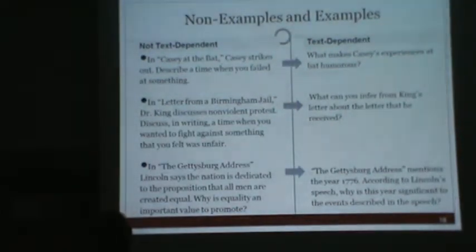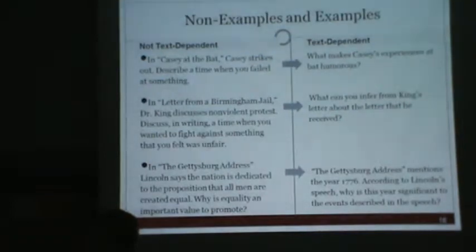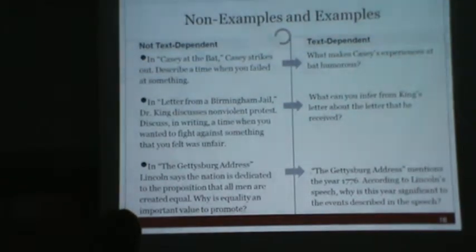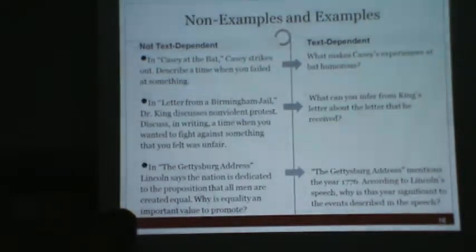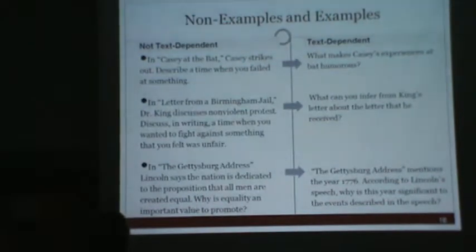In Casey at the Bat, Casey strikes out: describe a time when you failed at something. That's not text dependent. But what makes Casey's experience at bat humorous? Then they have to go back to the text, find out what made it humorous, and give those details. In Letter from a Birmingham Jail, Dr. King discusses nonviolent protest: discuss in writing a time when you wanted to fight against something that you felt was unfair. Instead: what can you infer from King's letter about the letter that he received? So they have to use the text to do that, instead of just getting to tell all about what they would do.